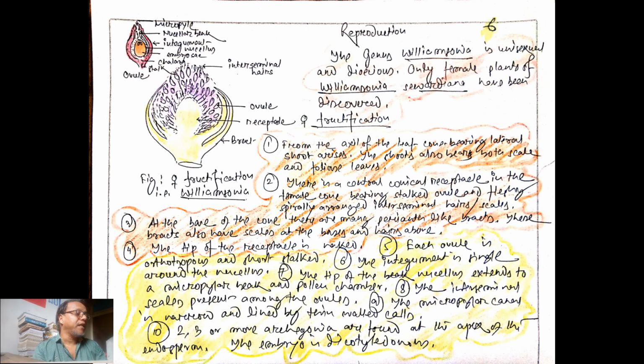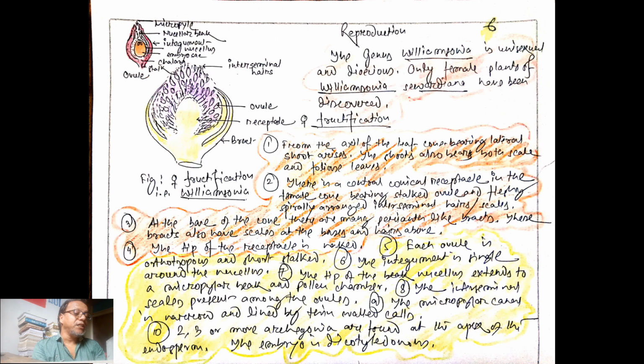Number 2, there is a central conical receptacle in the female cone bearing stalked ovules, that is, ovules are stalked, and fleshy spirally arranged interseminal hair like scales. At the base of the cone there are many perianth-like bracts. These bracts also have scales at the bases and hairs above. The tip of the receptacle is naked, that is, it is not covered by the bract.